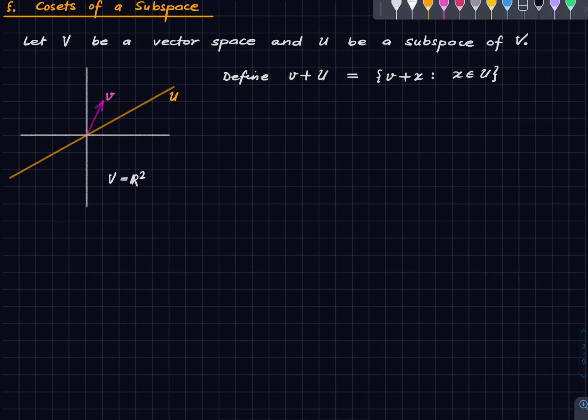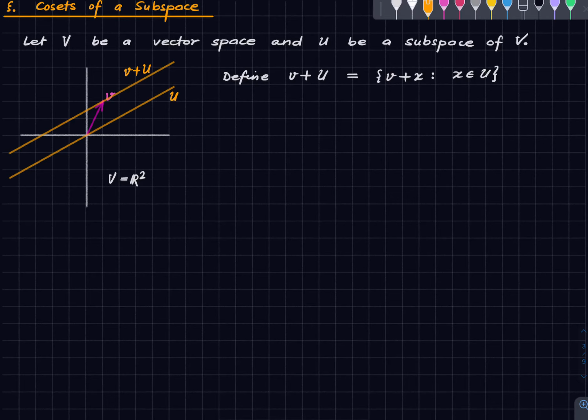So what does this look like? It is just translating this entire thing by the vector v. So that's what it will look like. This is v plus U.